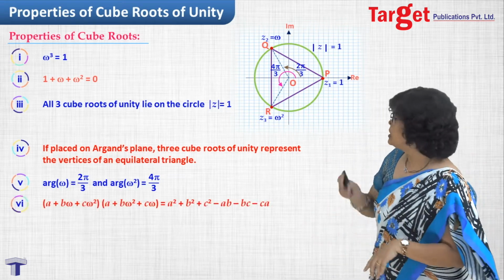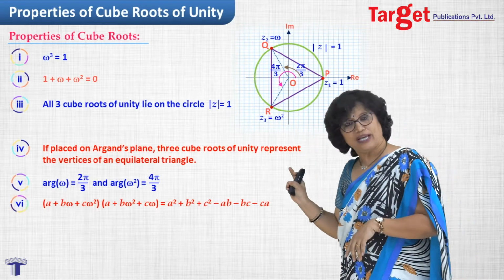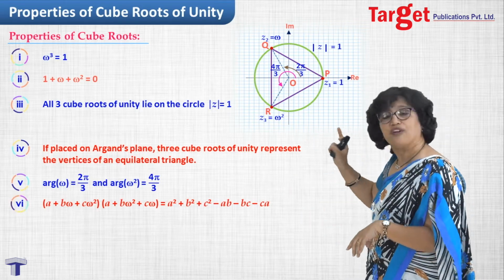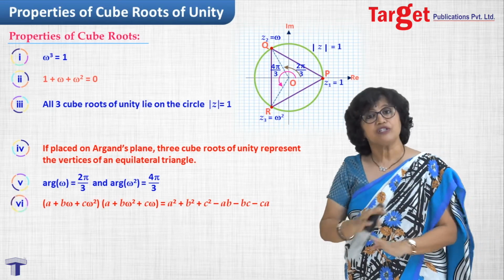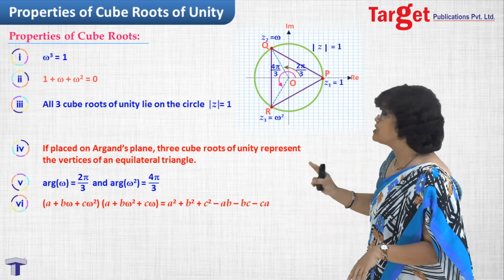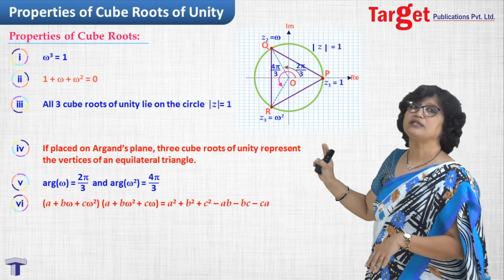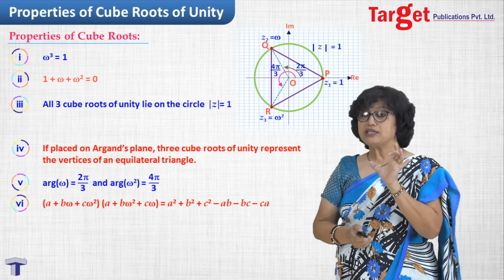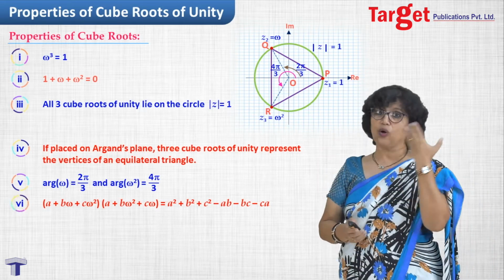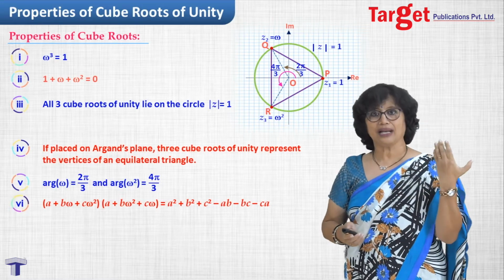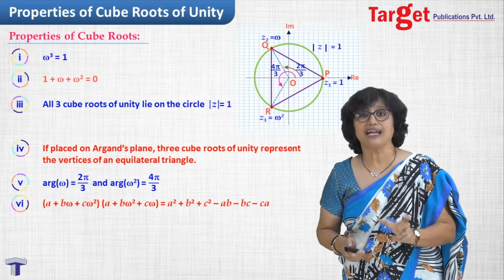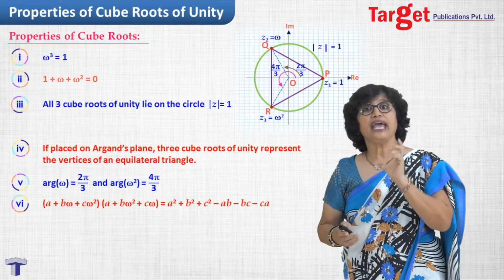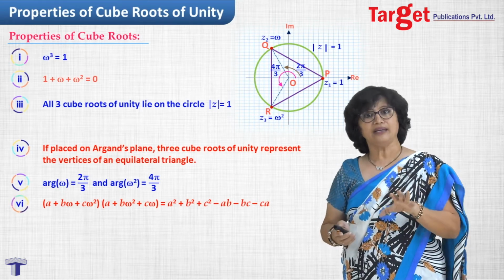The next one is a plus b omega plus c omega square, and a plus b omega square plus c omega. If you multiply, it gets into an expression which is free of omega, which is a square plus b square plus c square minus ab minus bc minus ca. And this expression you have already seen somewhere. If you recall your algebra of lower classes, I mean 7th or 8th standard algebra, we had seen this expression in the expansion of a cube plus b cube plus c cube minus 3abc.